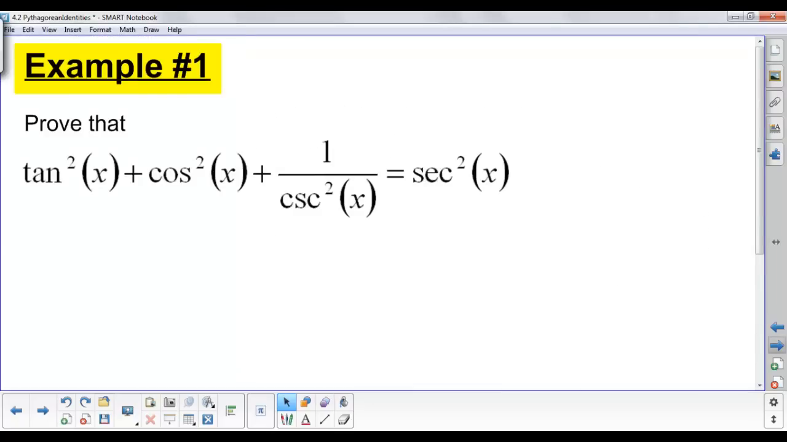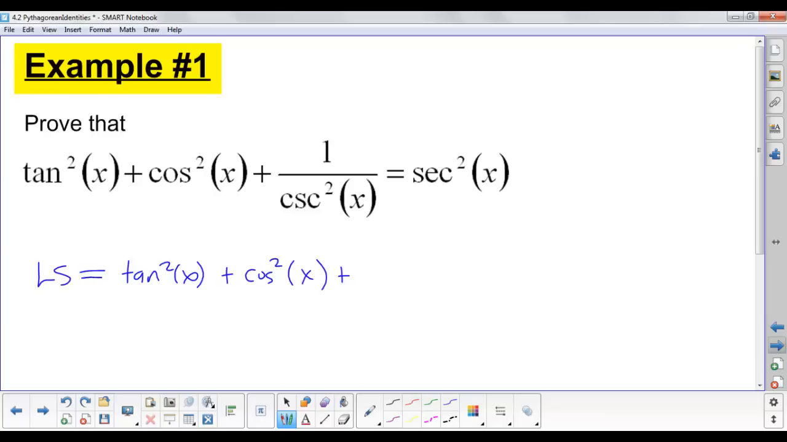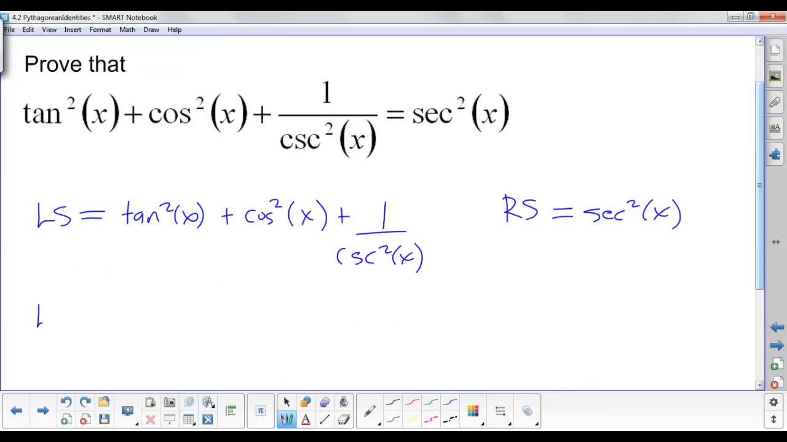Okay, so now we're going to look at some examples just to tie in the knowledge of these new Pythagorean identities for today. So the first one, we have a fairly complex looking expression, at least on the left side. So what we'll do, we're going to split it up into its left and right side to start with. So left side will be tangent squared x plus cos squared x plus 1 over cosecant squared x. There's my left side. My right side is just secant squared x.